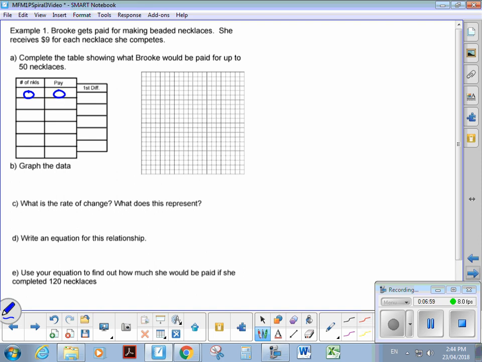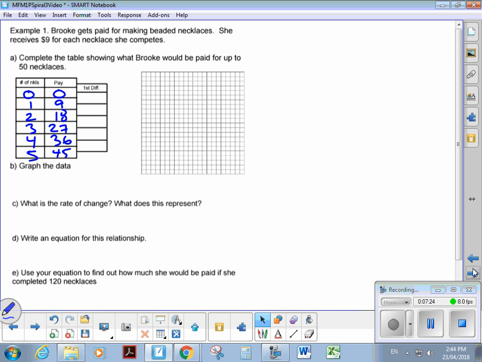All right. It wants us to go up to 50. We'll deal with that in a second. One necklace is $9. 2 necklaces, 18. 3 necklaces is 27. 4 necklaces, so 4 times 9, she gets paid 36. And then 5 necklaces, she'll get a cool $45.